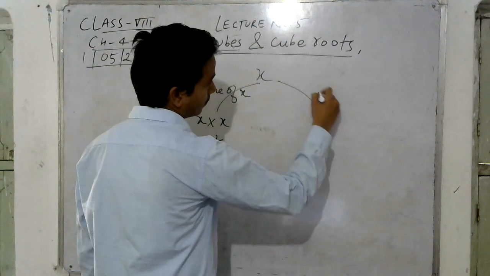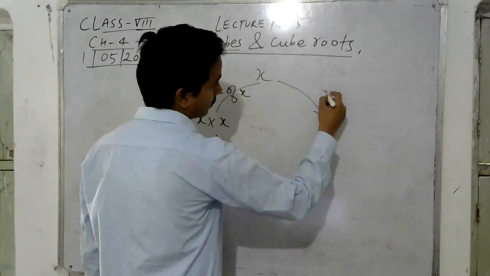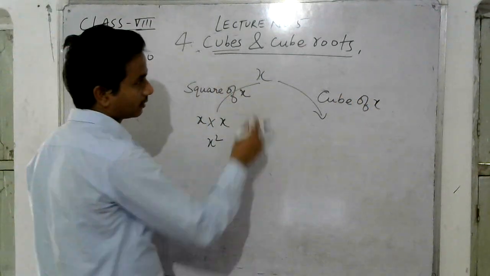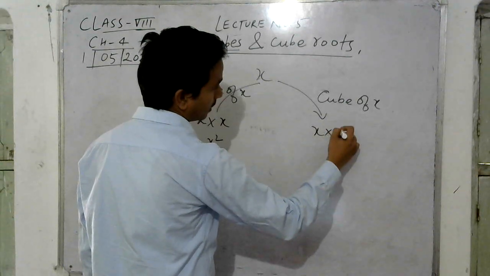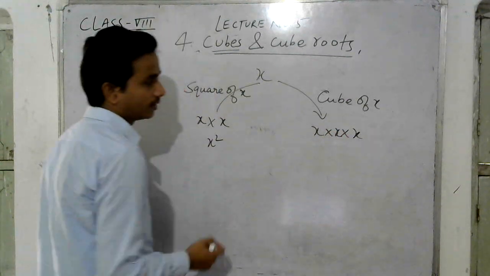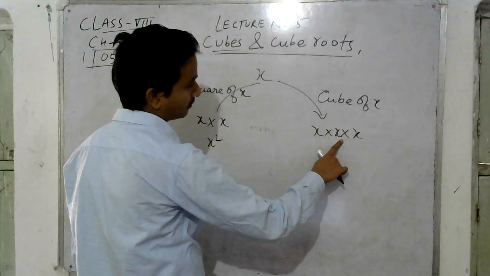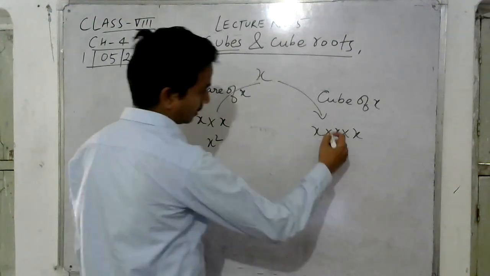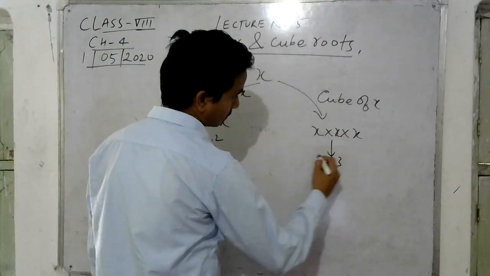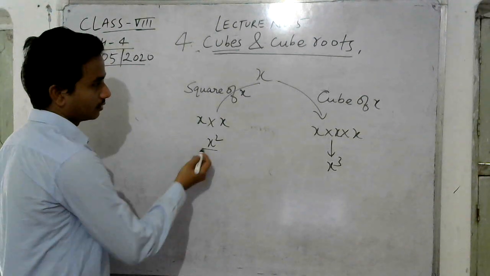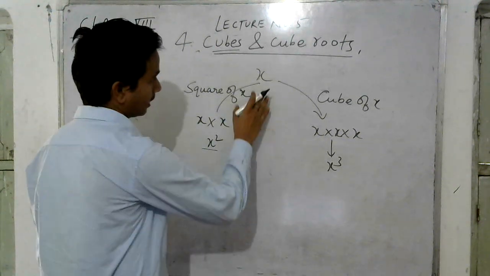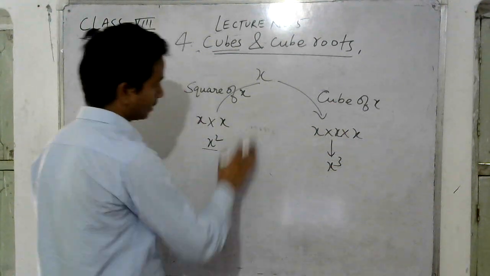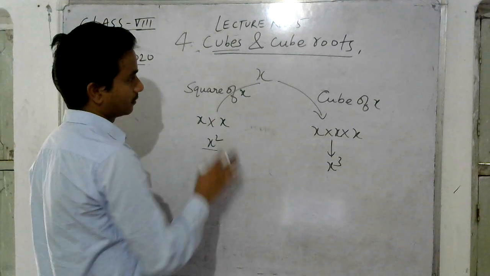And suppose if you want to find the cube of x, how will we calculate the cube of x? By multiplying x together 3 times. X is multiplied with x is multiplied with x, 3 times. Then we will get the cube of x. It is denoted by x raised to the power 3. We can take any number x, if multiplied together 3 times, it will give you the cube of x, and any number multiplied together 2 times will give you the square of x.